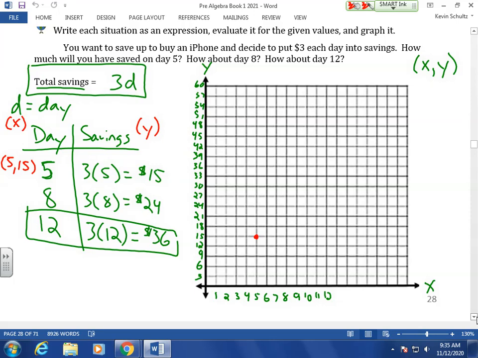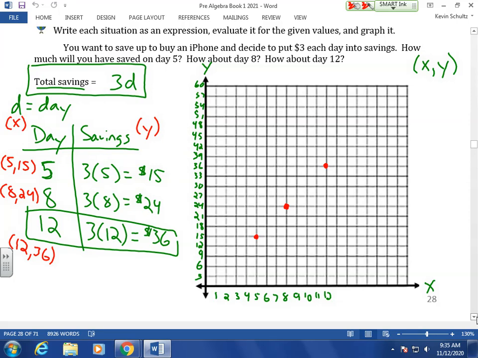Then my next one, on day 8, I've saved $24. So the ordered pair is 8, 24. Find my line for 8, 24 right here. There we have it. And then my third ordered pair in my little table here is 12, 36. On day 12, we're saving $36. So go to 12 on my x-axis, up to 36, and there we have it.